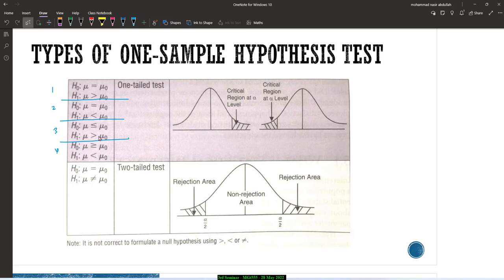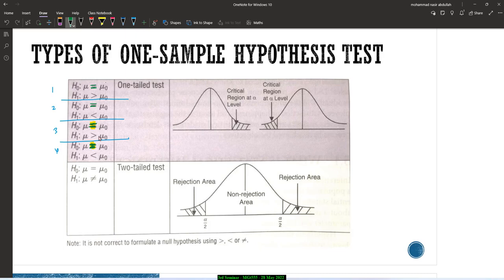Kalau kita tengok dekat sini, buku ni dia bukan daripada statistician, right, daripada business lecturer. So they make a mistake here. So null hypothesis should always equal. Dia tak boleh ada less than. So it should be equal. Right? So sama dekat atas ni betul. You make a correction. So nombor 3 dengan nombor 4 ni mesti sama dengan.